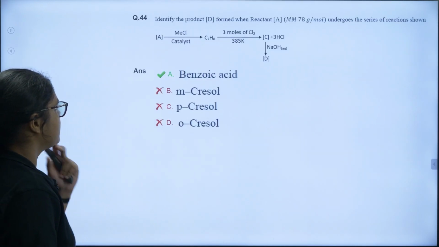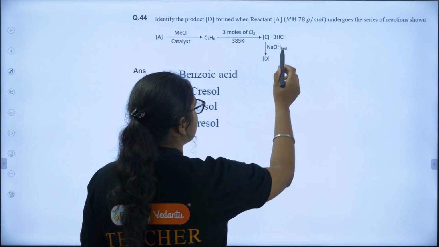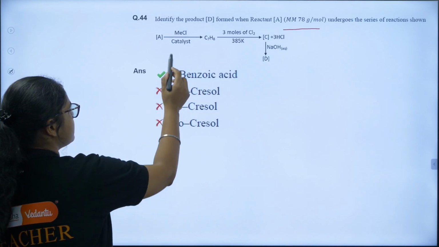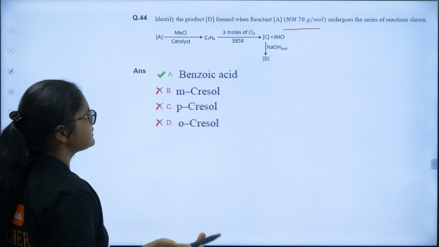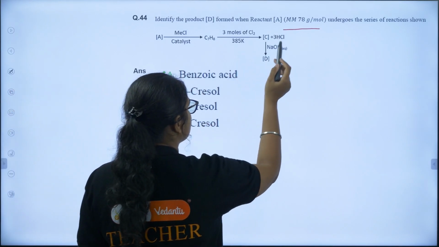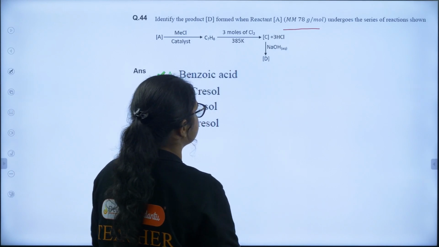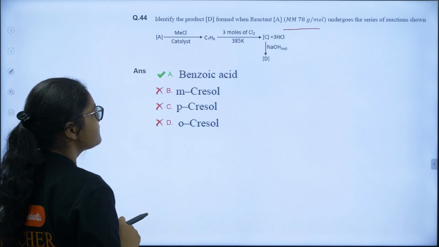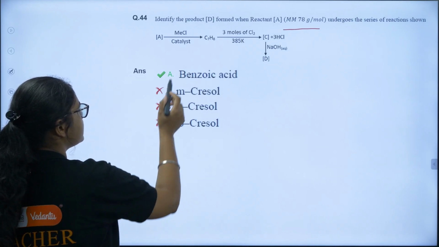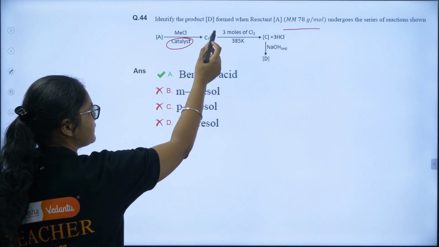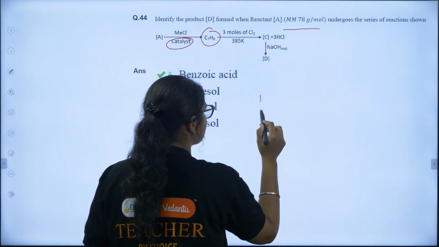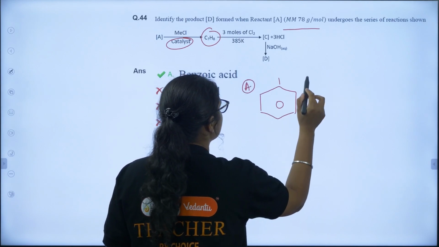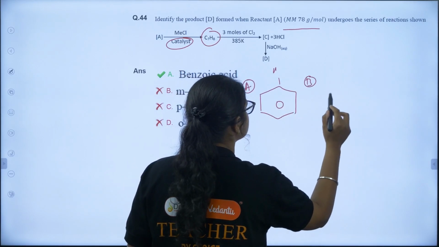Now if you see the next question, you have to identify the following. Reactant A, molecular mass is 78 gram per mole, undergoes a series of reactions. So first of all, there is CH3Cl and catalyst, we got C7H8. Then we have 3 moles of Cl2, we got C plus HCl, and then NaOH is treated, right? The question is to predict the D1. So now if you see, we have CH3Cl with the catalyst. So this must be benzene, because you can see in the options benzene is there. So we can tell that A was benzene and then B is your toluene, C7H8.